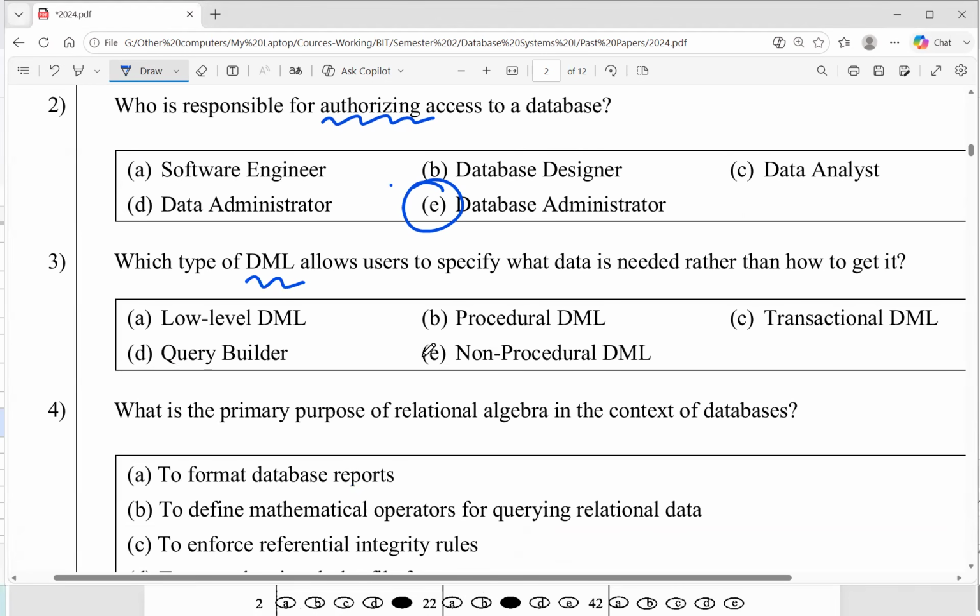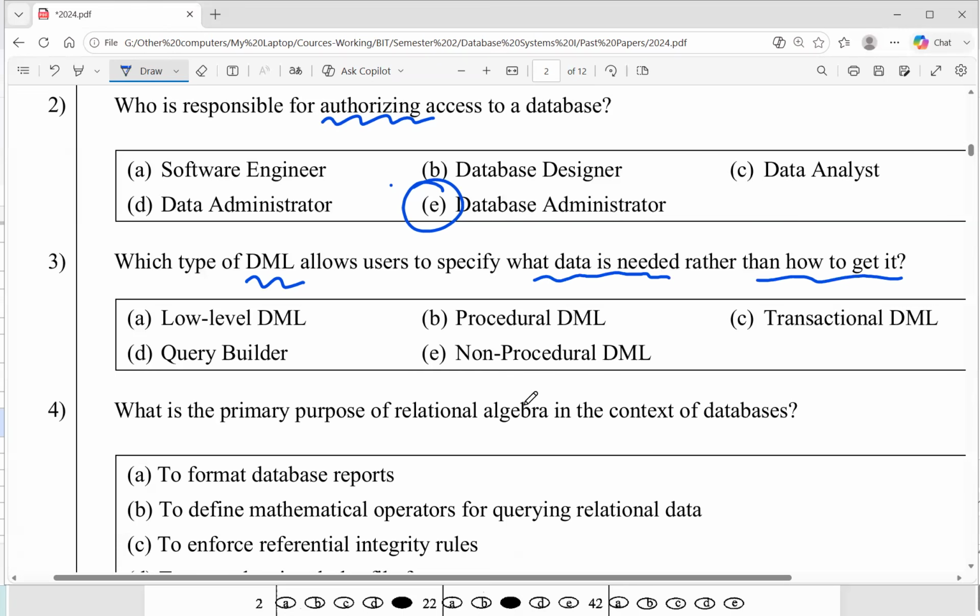Third one. Which type of data manipulation language, DML? DML means insert, update, delete. Select is DQL. Then create, alter, drop, those are data definition language. Which type of DML allows the user to specify what data is needed rather than how to get it?